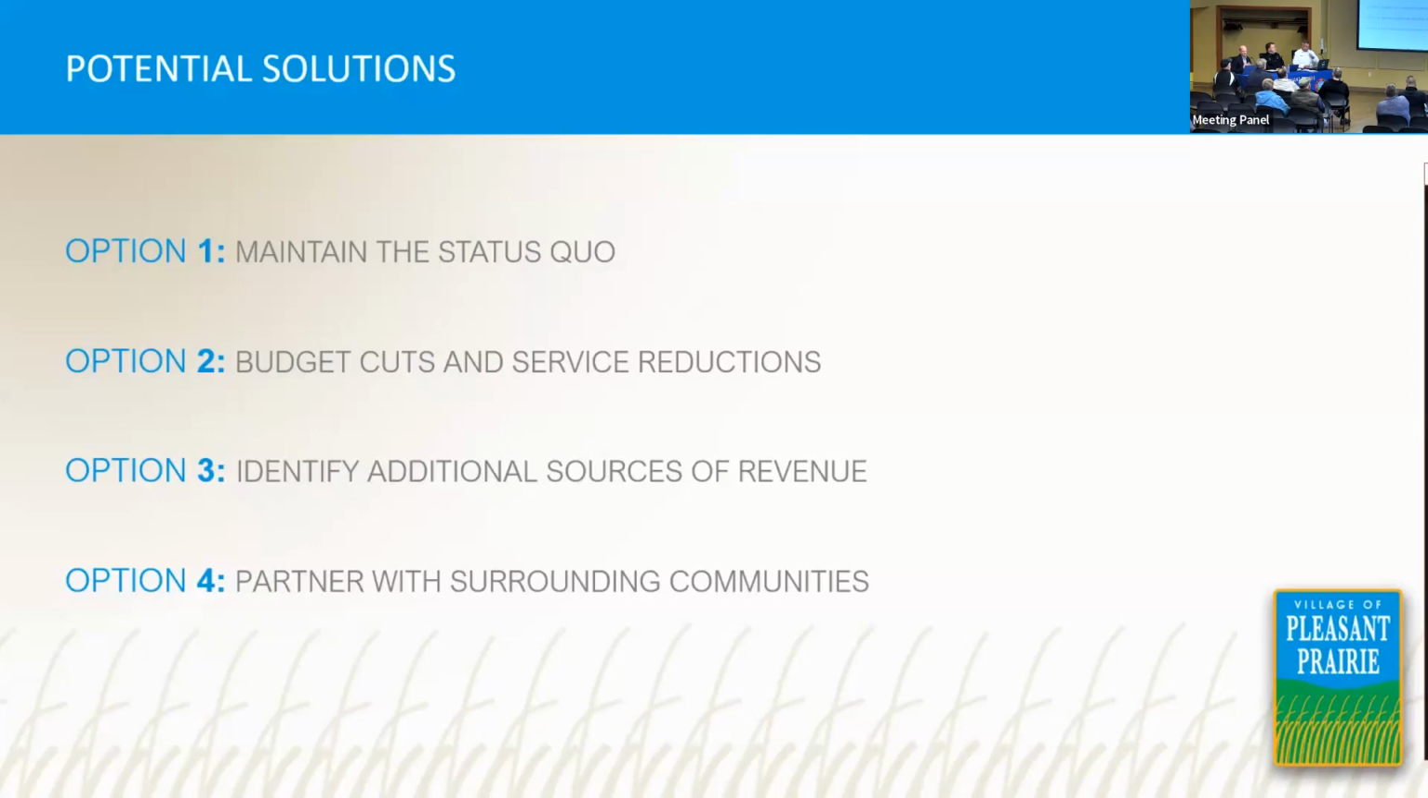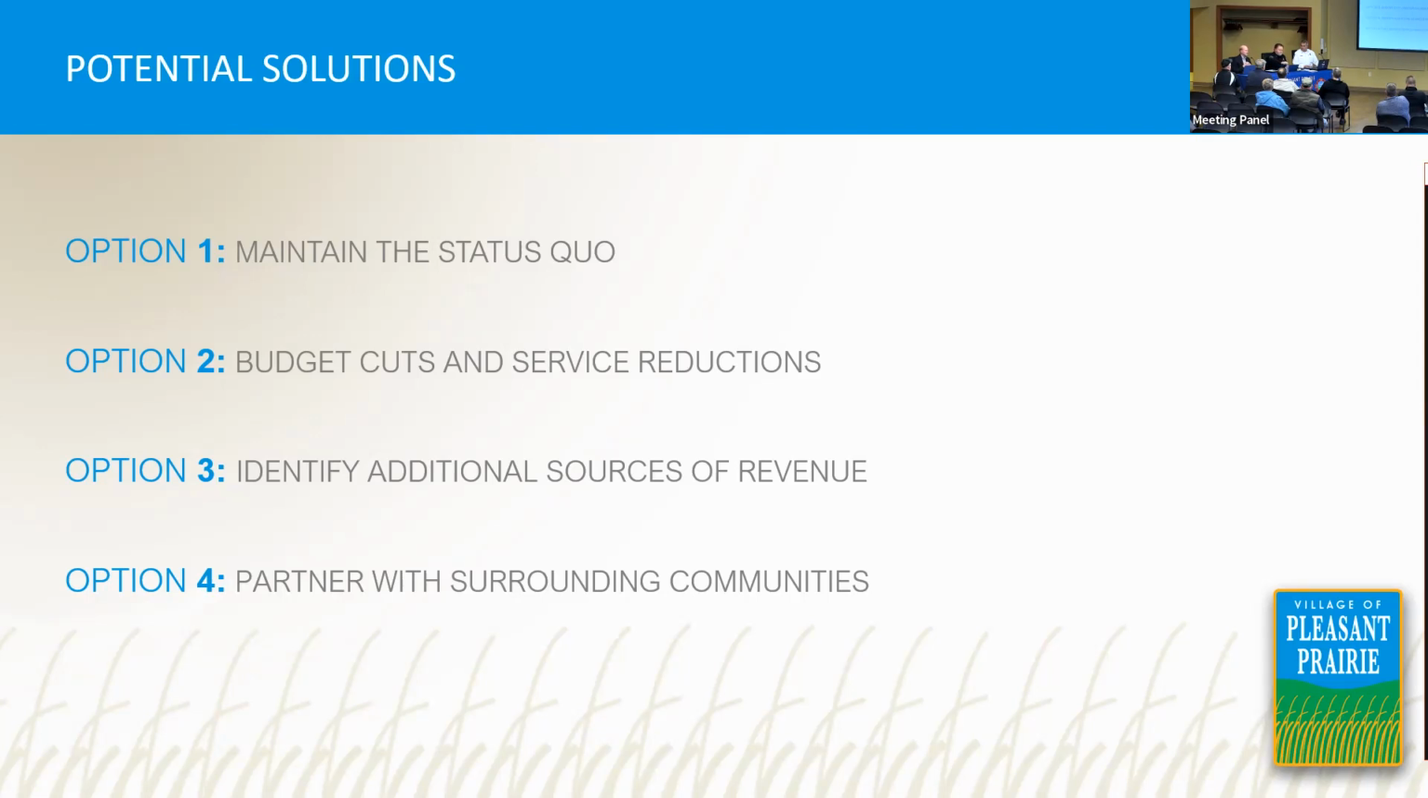The third was to identify additional revenue sources, which can be broken into three categories and will be covered in the next slide. The fourth was to partner with surrounding communities. This option is somewhat limited. The village already partners to a significant degree with surrounding communities in forms of mutual aid. The next tier of partnership would be a consolidation of services, which would limit local control and in the past has been unfavorably looked upon. So in other words, instead of us having our own police department, we consolidate services, and the sheriff's department takes care of policing within Pleasant Prairie. Or we work with Kenosha Fire and Rescue and consolidate, and they run our fire and rescue.